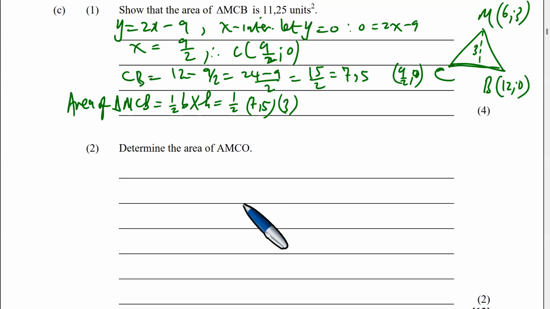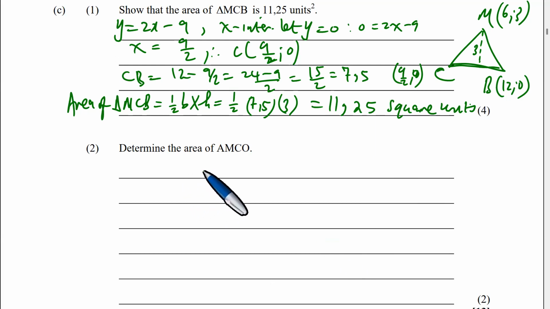And then you can use a calculator. What is the answer to this? Okay, need to just use a calculator quickly. Half times 7,5 times 3. So this is actually 11,25. Right, so it is square units. So that is the answer.